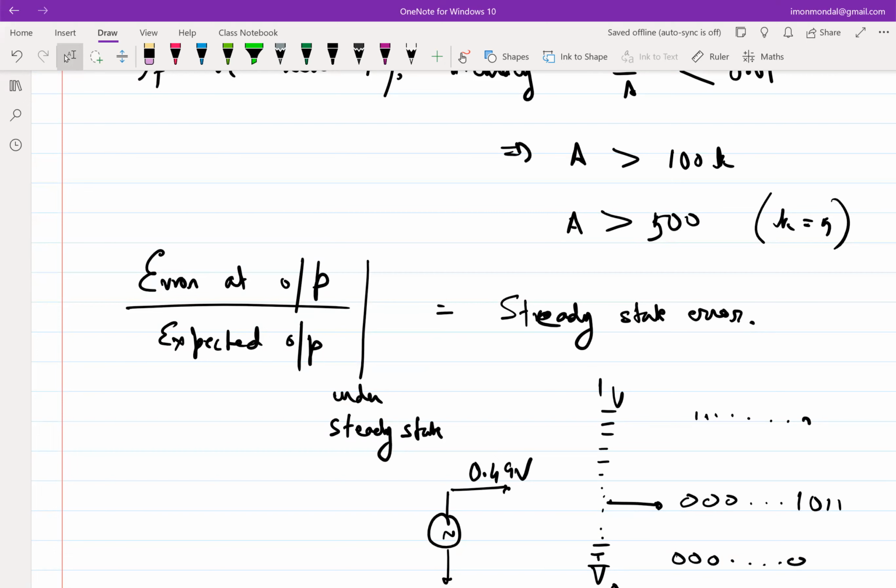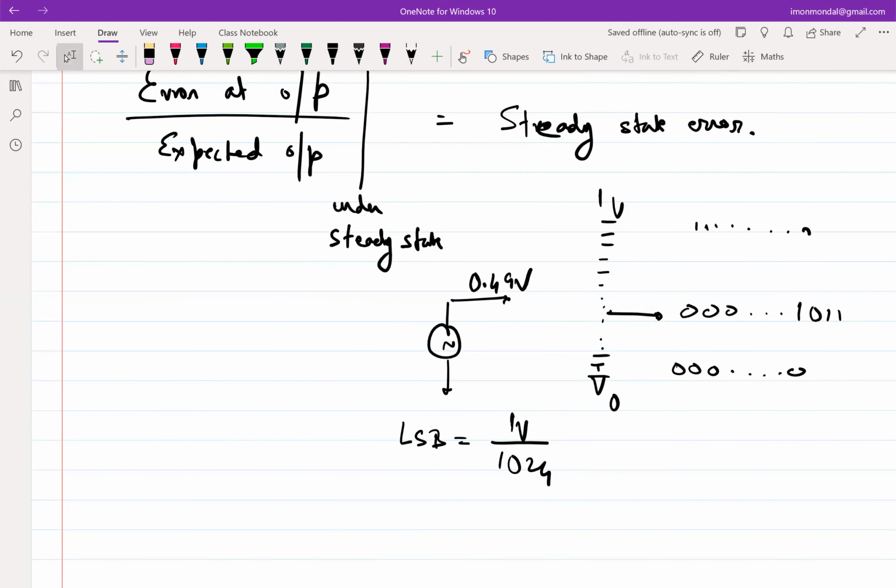That 10-bit accuracy is said after getting the error, or this is with error. Because you are never going to get an error of 0, right? In order to get an error of 0, you need infinite gain, that you are never going to get.